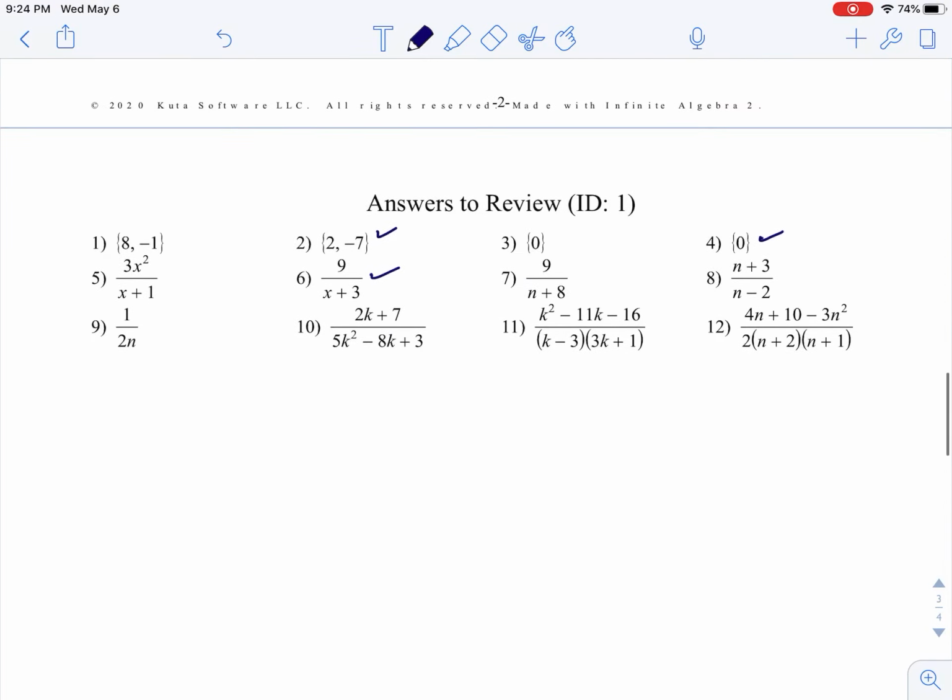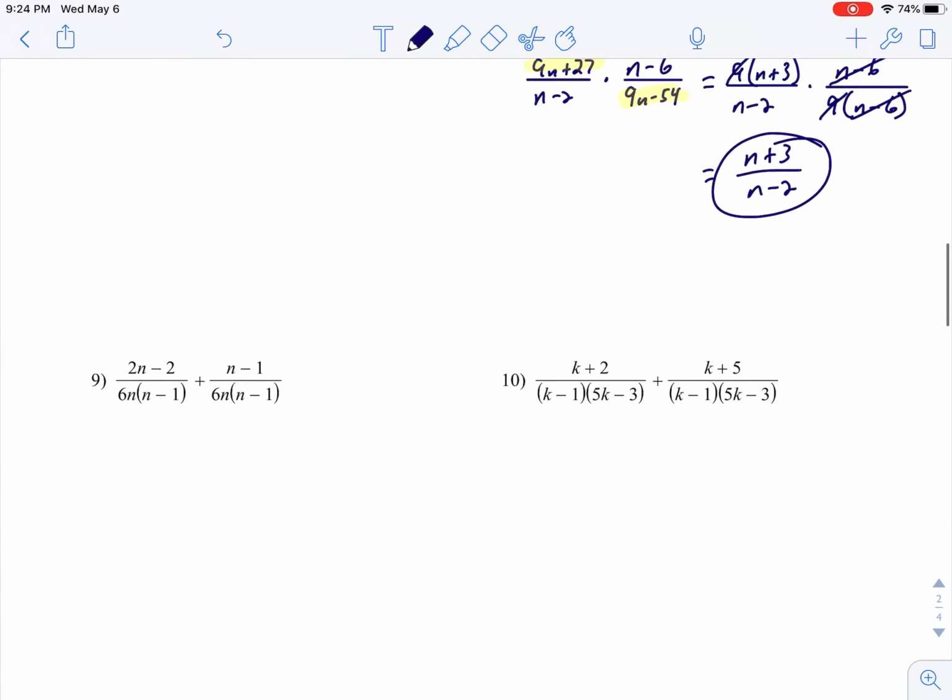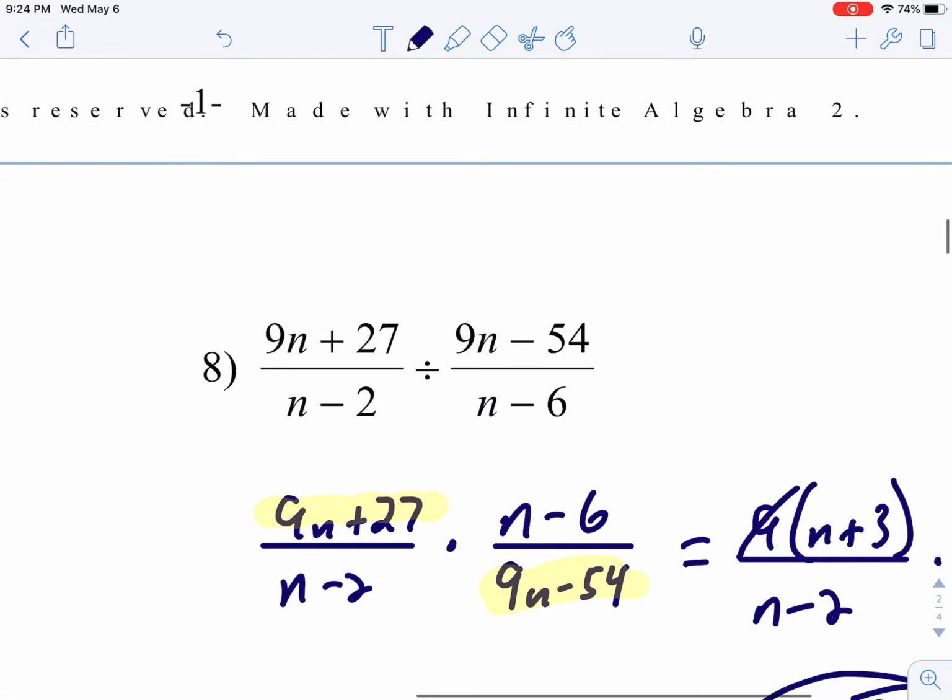Let me check number 8, and there it is. So yeah, I said change this to multiply and flip this over, and I forgot to flip it over. Geez. Okay.